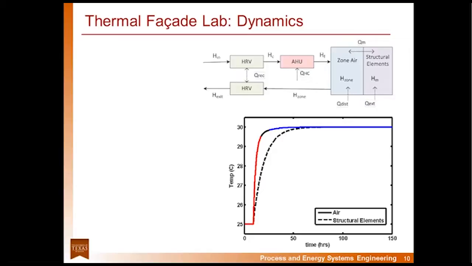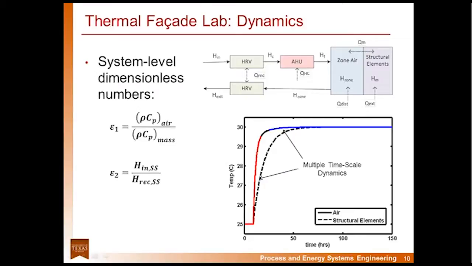So we'll begin to quantify these multiple time scale dynamics by defining some dimensionless numbers that capture the behavior of our system. The first, epsilon 1, is the ratio of the thermal inertia of the air to the structural elements. And the second dimensionless number compares the enthalpy of the input stream to the enthalpy recycled in the heat recovery ventilator.